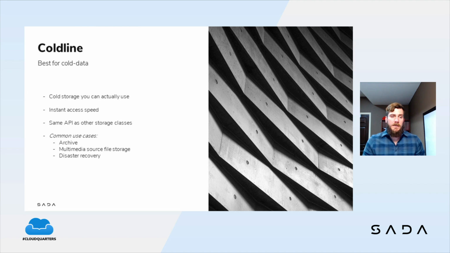And coldline data, this is storage that you're not actually using often. Again, there's no spin up time associated with having coldline, right? There's instant access to speed. There's no warming or anything of that nature. So again, archives and multimedia storage are really great for this use case.